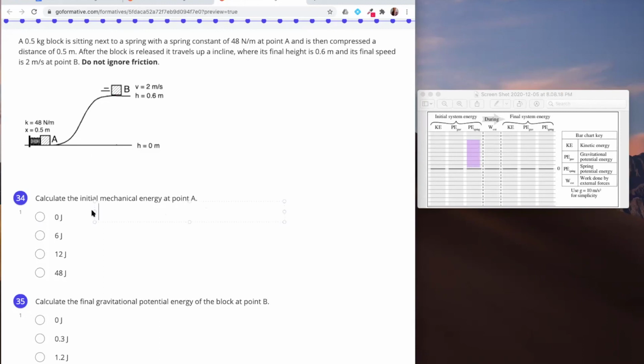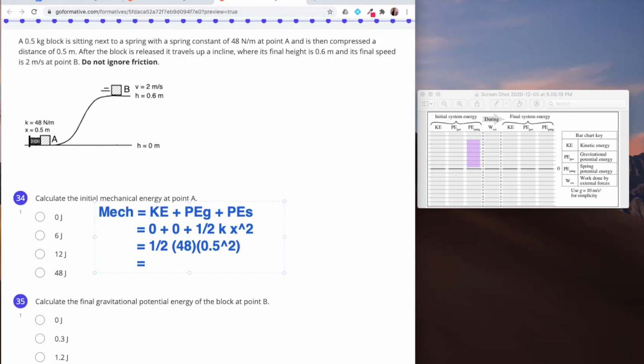When I calculate mechanical energy, that's kinetic plus gravity plus spring, that'll be 0 plus 0 plus 1 half k x squared. So that'll be 1 half, a k value of 48, an x value of 0.5 squared. This gets me an initial energy of 6 joules.